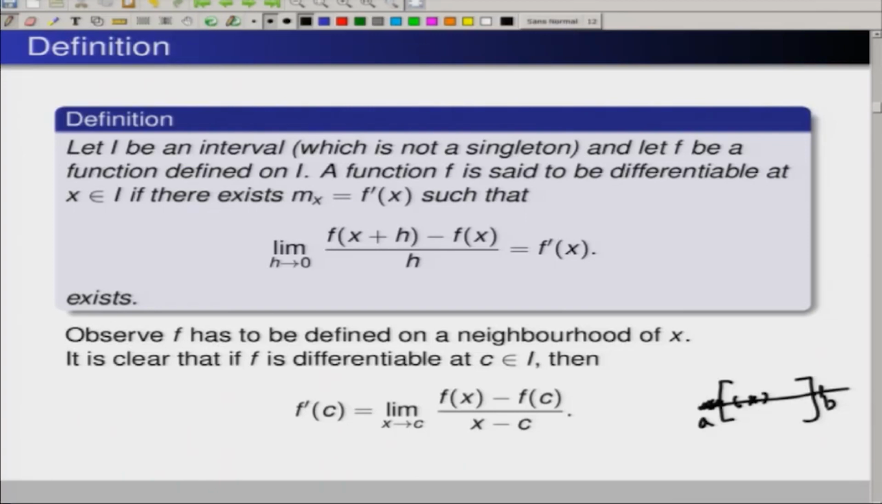Now, another way of writing this is that I take a point c on the interval, and I say that f is differentiable at c if f of x minus f of c by x minus c, that is the Newtonian quotient, has a limit as x goes to c. If this exists, then I call that real number, which depends on c, f prime of c.